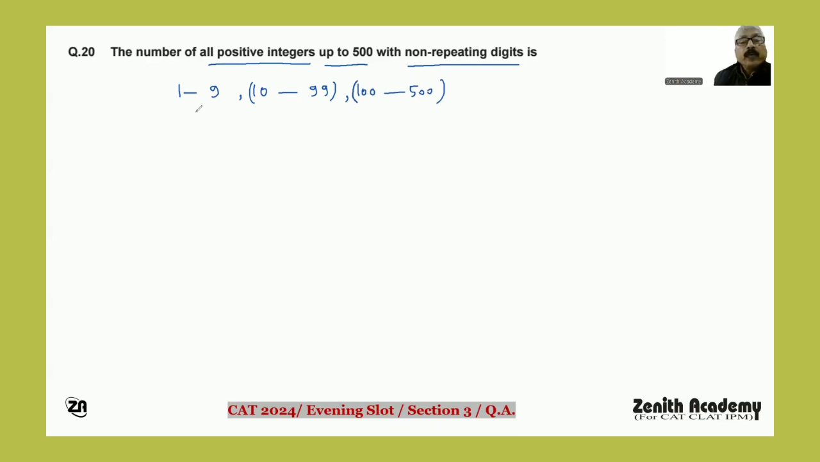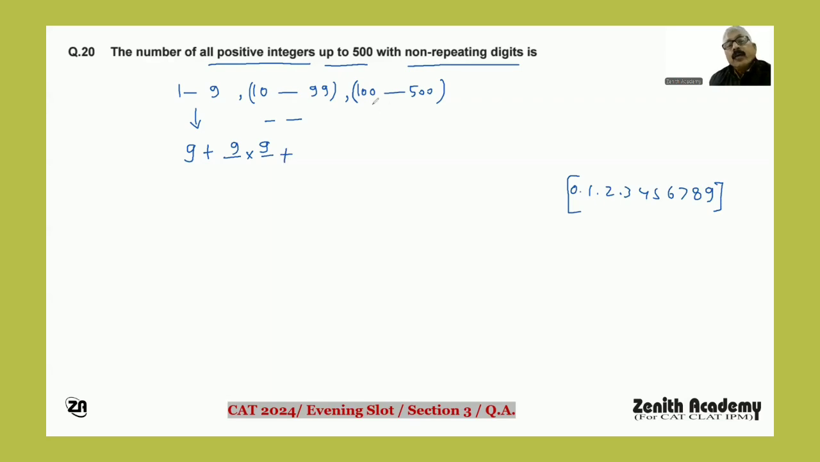So look here, between 1 to 9, there are 9 numbers. Between 10 to 99, it's a double digit number. So you know, there are 0, 1, 2, 3, 4, 5, 6, 7, 8, 9. These are 10 numbers. 0 you cannot place here, so the rest 9 numbers you can place. Now one number is engaged, so out of these 10 numbers the rest are 9. This is 9 into 9. So double digit numbers without repetition are 81.